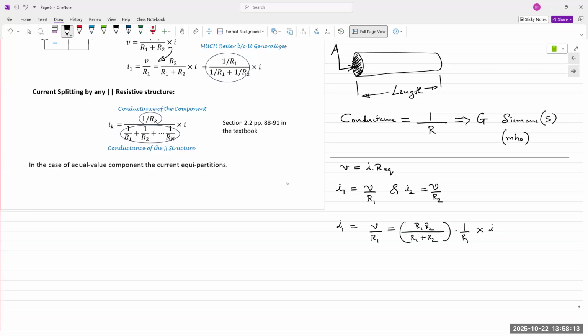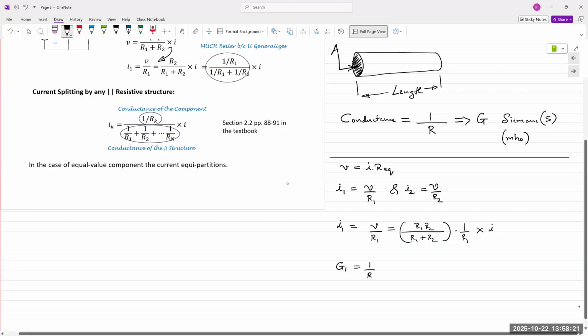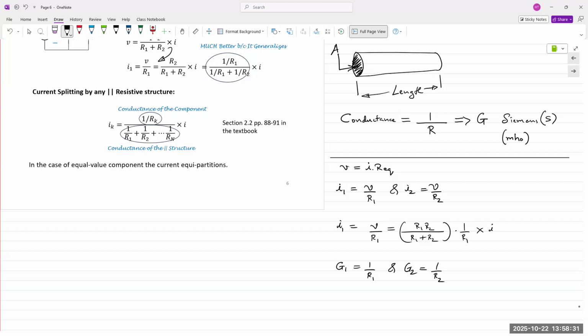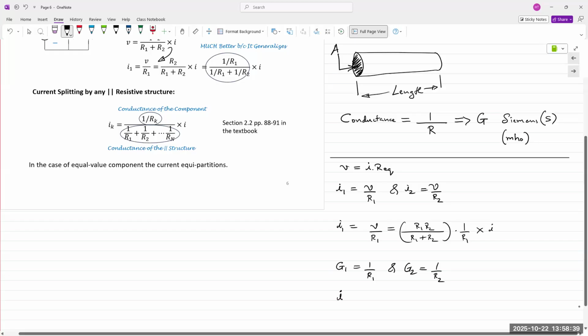So now we can have a similar expression if we use conductances. I have G1, which is the reciprocal of R1, and G2, which is the reciprocal of R2. So 1 over R1 and 1 over R2 give us G1 and G2. Then we can take that same expression and modify it, and I1 is G1 over G1 plus G2 times I.